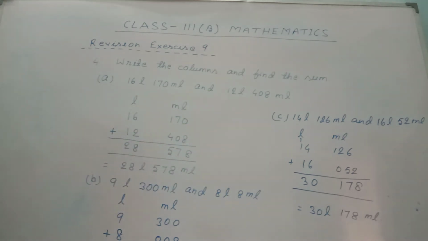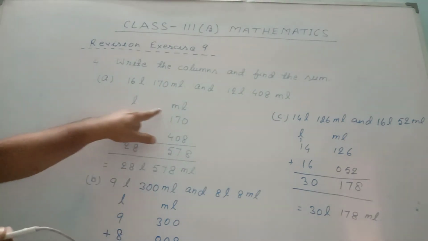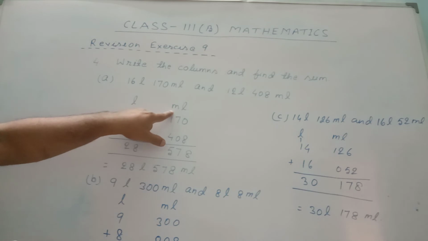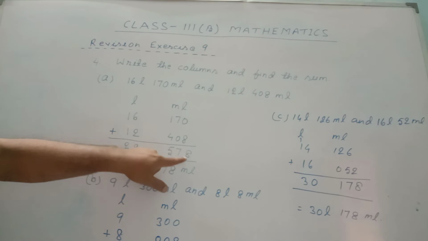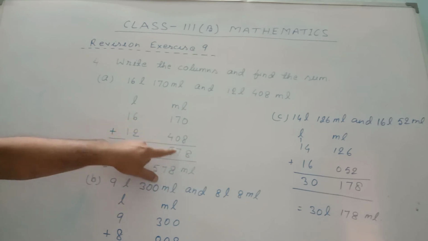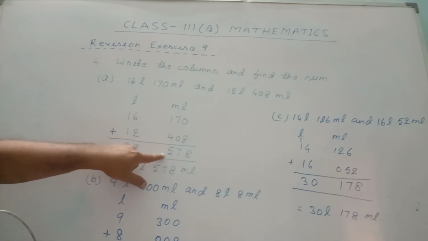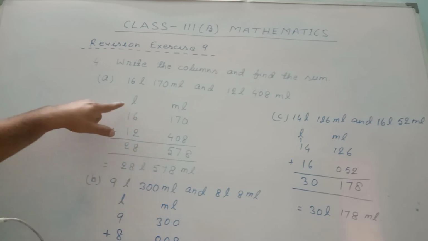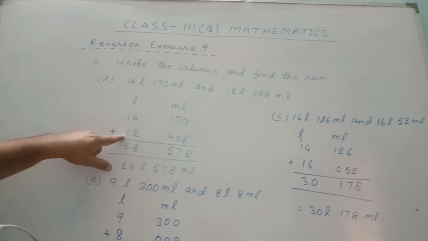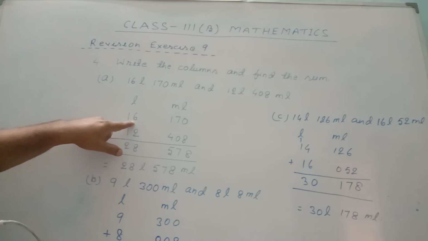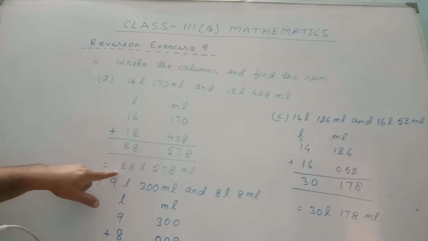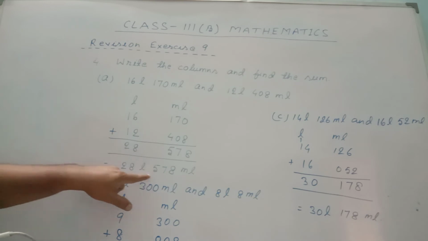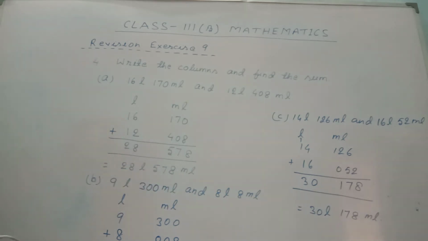Then I added. At first, we add the smaller unit. In these two, smaller unit is milliliter. So we add the ones place at first. 0 plus 8, 8, 7 plus 0, 7, 1 plus 4, 5. Now we come to the column of liter to add these two numbers. We add the ones place at first. 6 plus 2, 8, and 1 plus 1, 2. So this addition became 28 liter 578 milliliter.